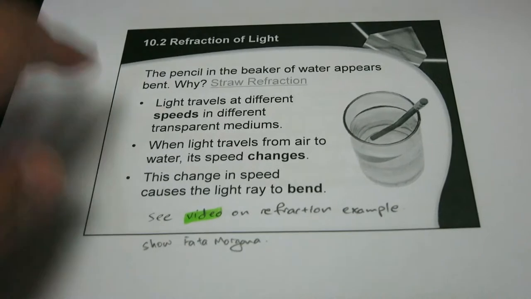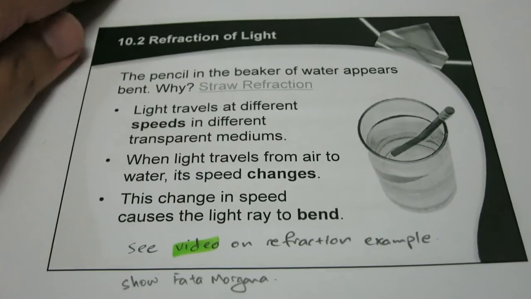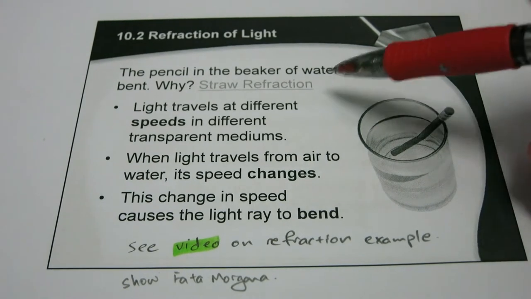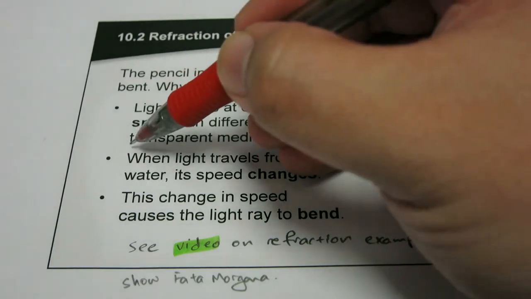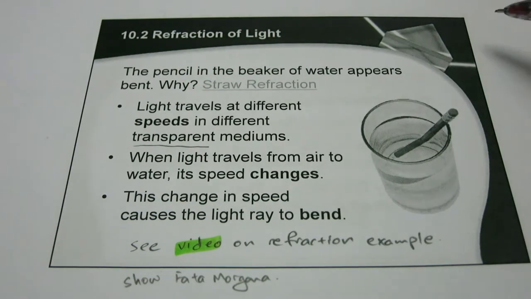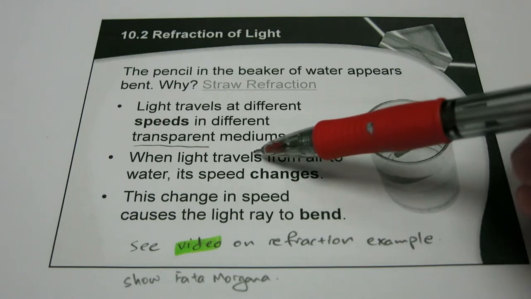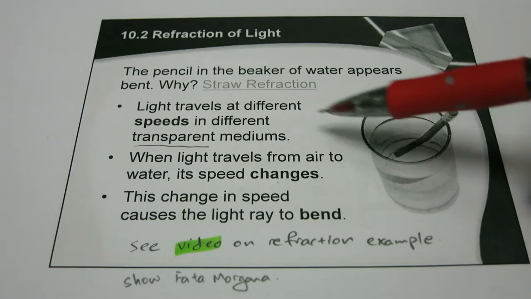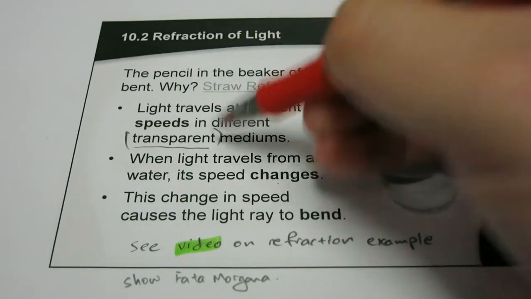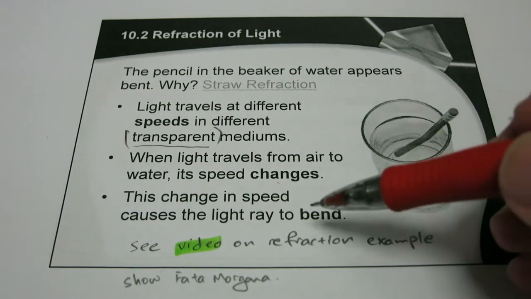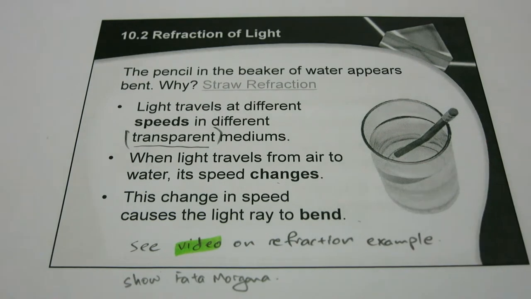Alright, the reason why refraction occurs is because light travels at different speeds in different mediums, right? Light cannot travel through all mediums, but the medium that light can travel through is called a transparent medium. Because they are different mediums, the speed of light will change when it travels from one transparent medium to another transparent medium. And this change in speed is what causes the light to bend.